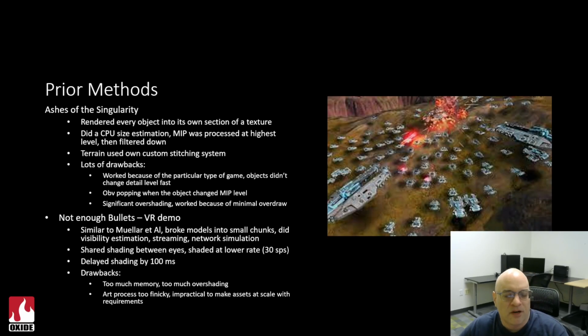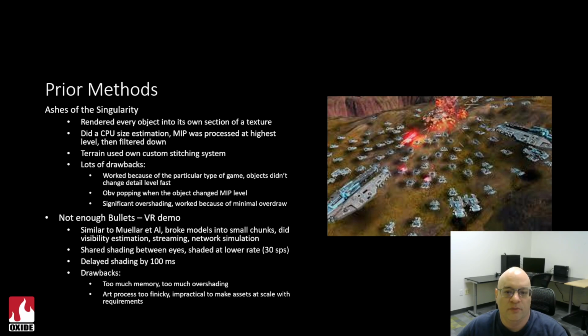So let me talk a little bit about prior methods. There's not a whole lot of stuff here because not a whole lot of stuff shipped, but we did ship Ash to the Singularity over 5 years ago. And this was actually a fairly straightforward solution. We rendered every object into its own section of a texture, and we did this based on some CPU metrics estimating how big an object would be.